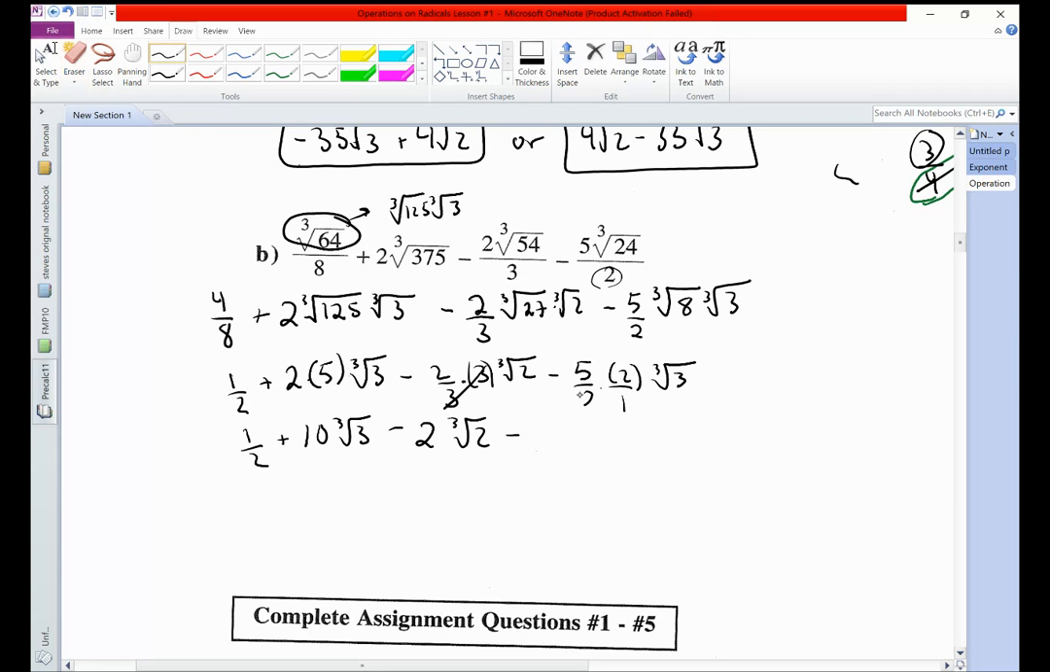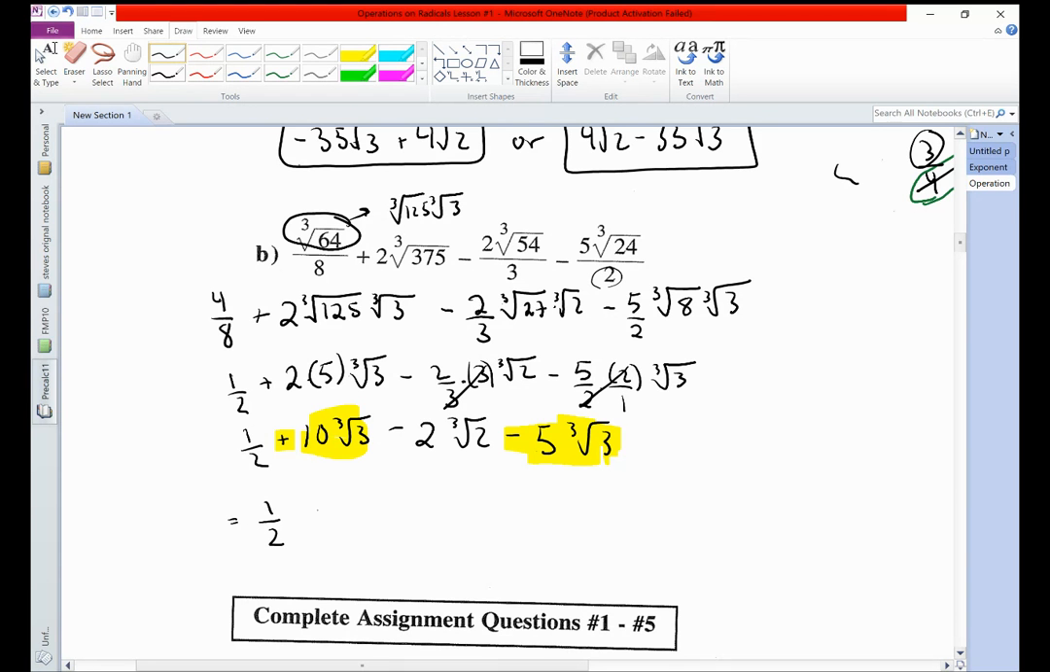This is a lot easier. 5 over 2 multiplied by 2. Those 2's cancel, and I'm left with 5, 3 root 3. So now I just want to combine like terms. It looks like the only like radical I have is positive 10 cube root 3 and negative 5 cube root 3. So I can write that as, now our answer is going to be 1/2.